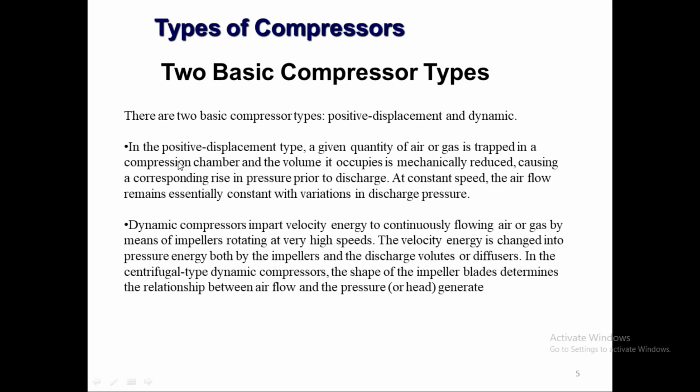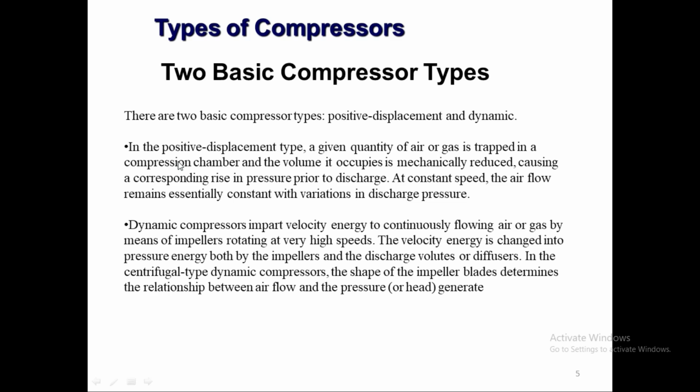Dynamic compressors impart velocity energy to continuously flowing air or gas by means of impellers rotating at very high speed. The velocity energy is changed into pressure energy both by the impellers and the discharge volutes or the diffuser. In the centrifugal type dynamic compressor, the shape of the impeller blades determines the relationship between the air flow and the pressure or head generation.